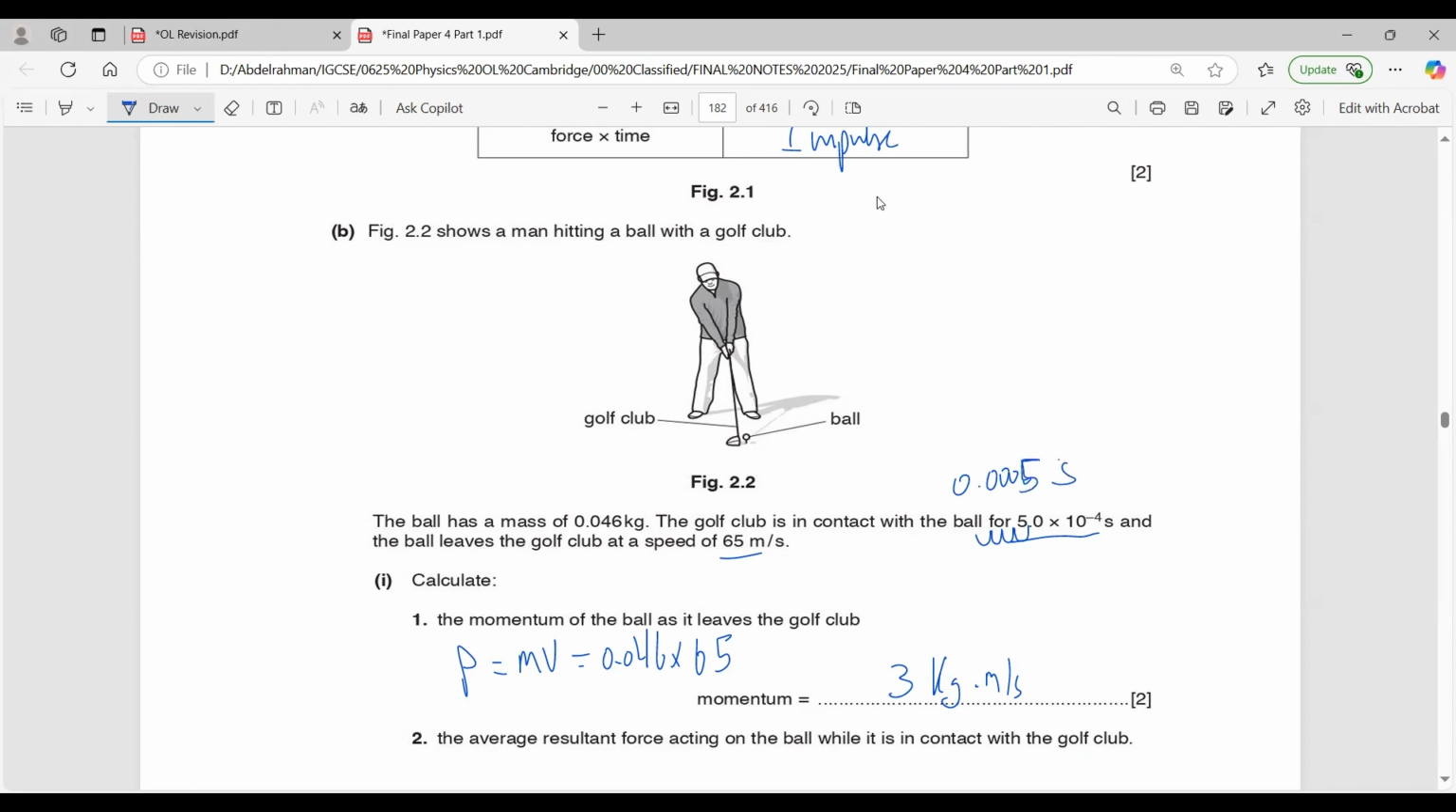He probably will not give you the time as 5 times 10 to the negative 4 seconds. Actually, he will say that the time is 0.5 ms. What is 0.5 ms? M is milliseconds.